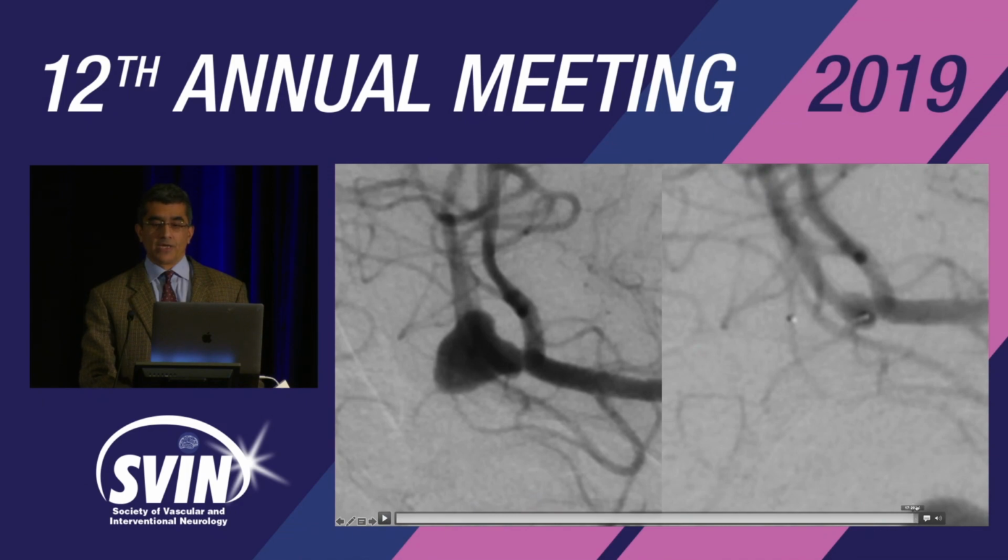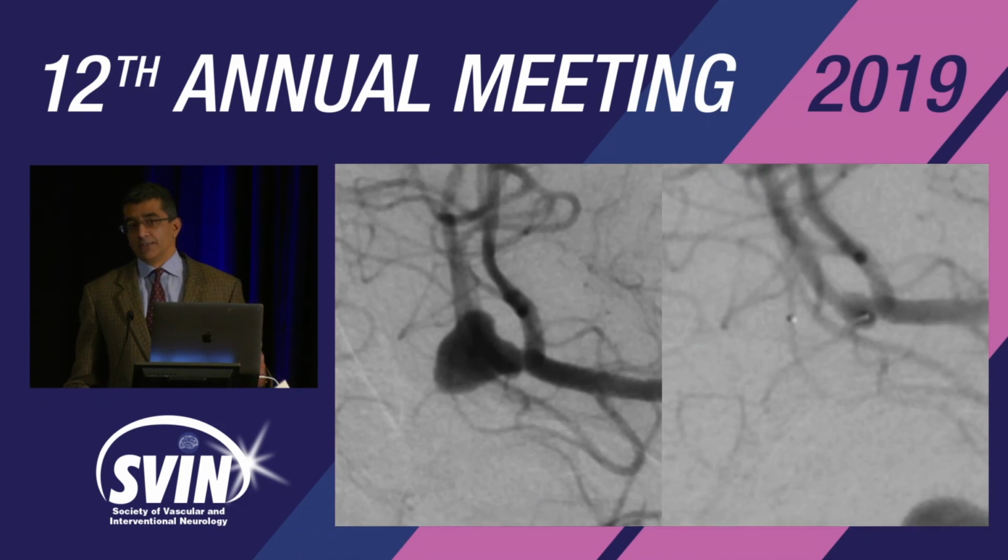And this is the post. Again, we leave a little neck remnant that incorporated the M2 branch. So this is occlusion on table, especially when an aneurysm has a relatively narrow neck. The occlusion is instantaneous. I have 8 seconds, so I will stop right now.